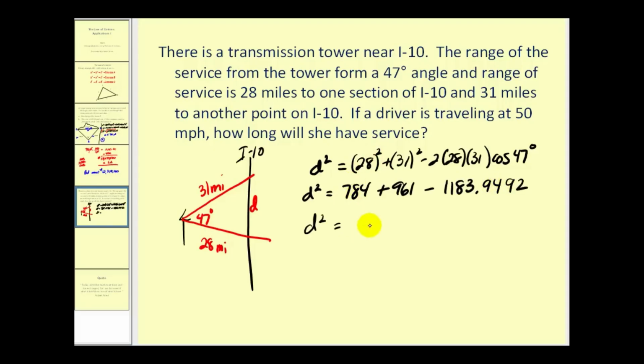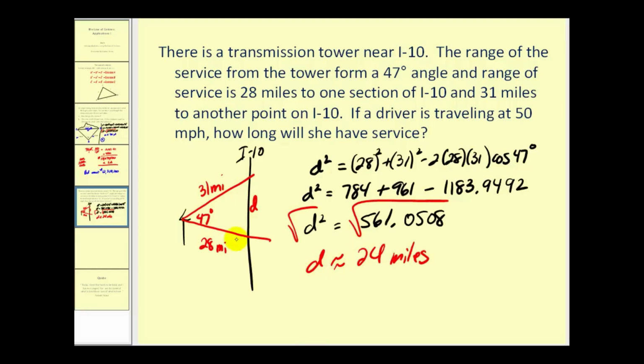So d squared is equal to 561.0508. Now we'll take the square root of both sides to find the value of d. Remember, d would have to be positive, so d is going to be approximately equal to 24 miles. So the distance here is approximately 24 miles. So there's a 24-mile distance where the driver will have service.